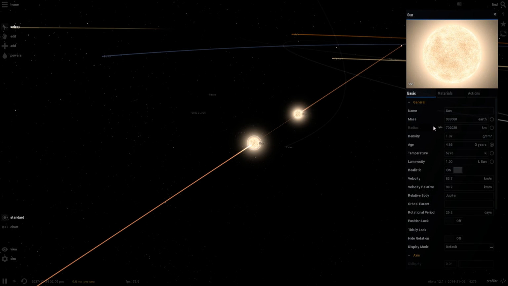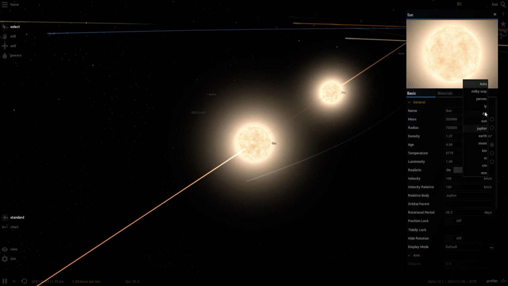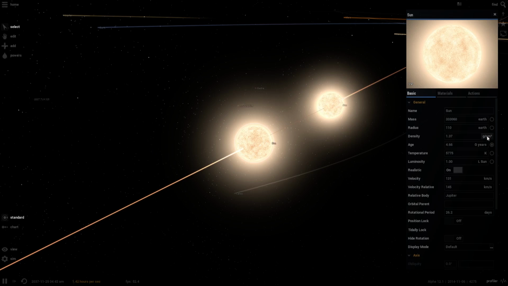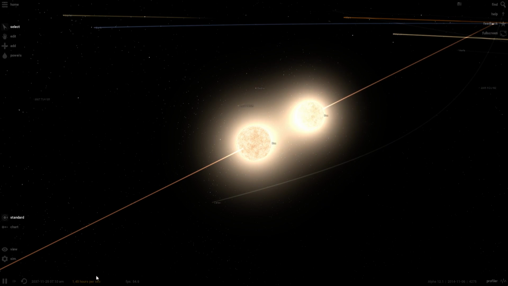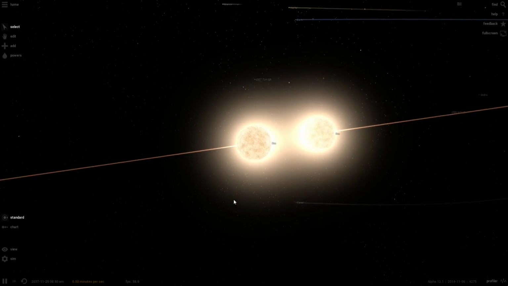In this case, we can see that the sun is over 300,000 times the Earth in mass. Okay, not in size, in mass. In radius, it would be 110 times more. In density, well, we cannot do that. Anyways, these two are gonna collide. Oh my god, they're gonna collide.